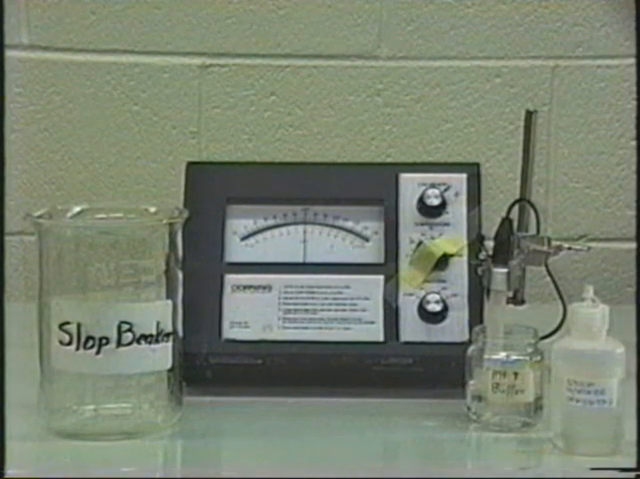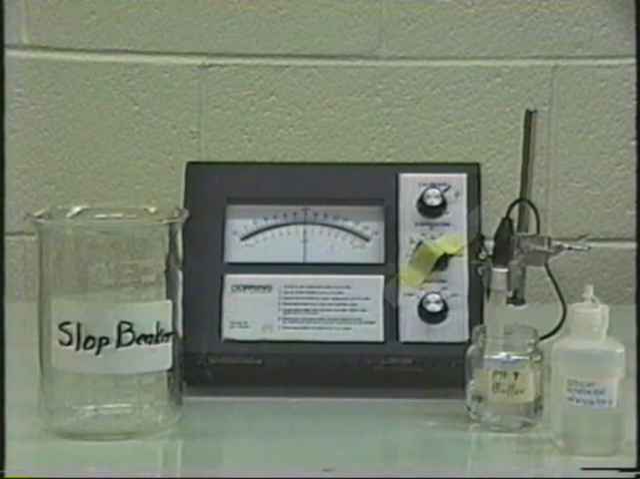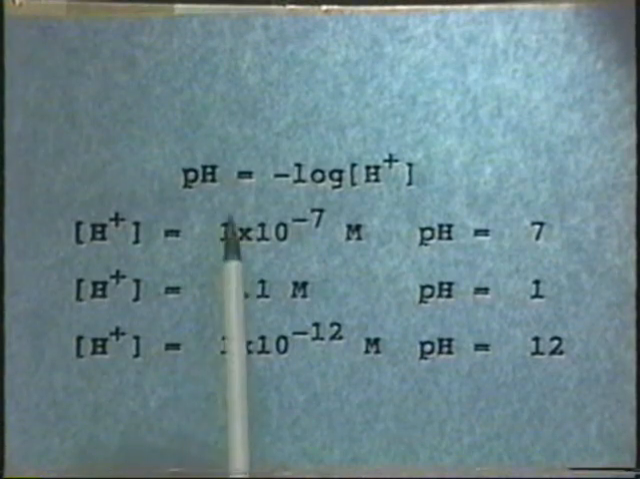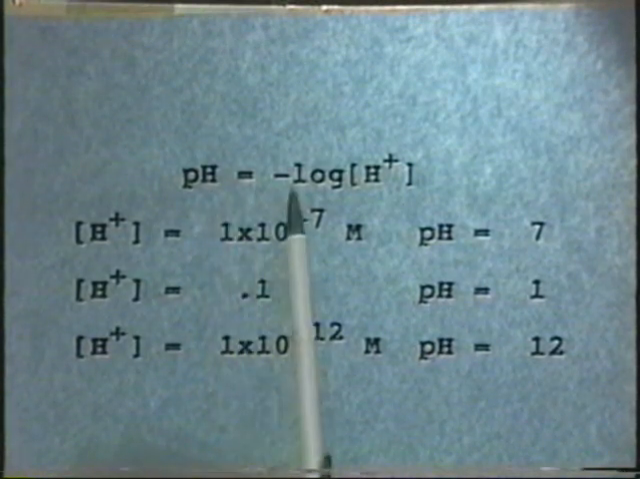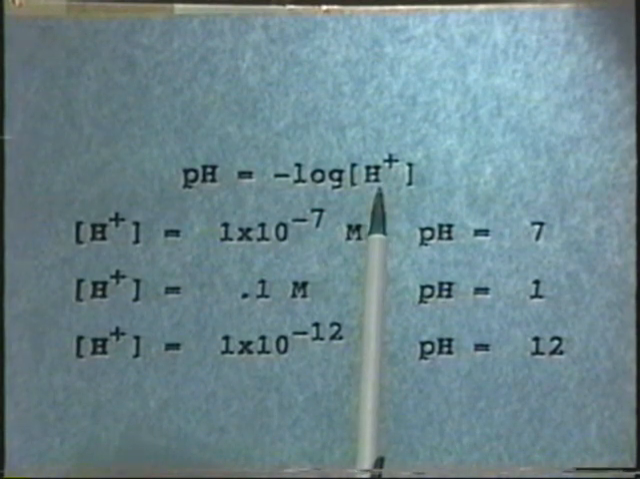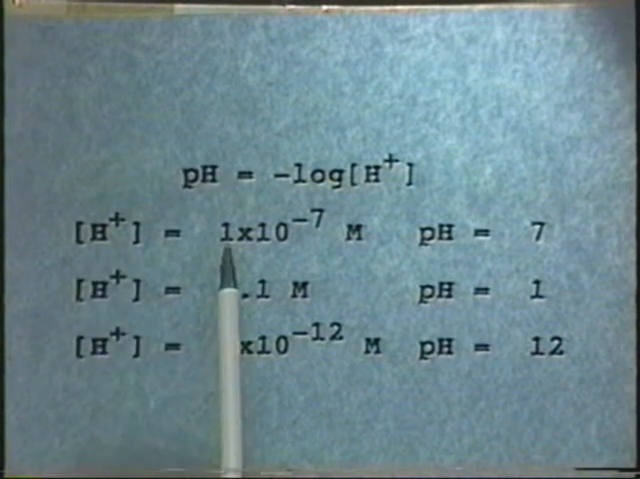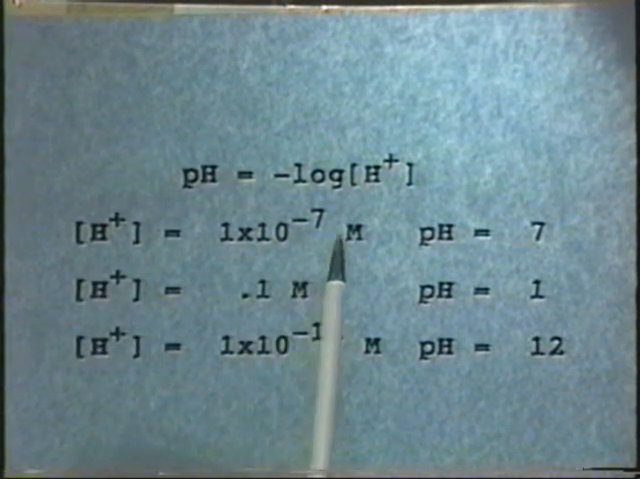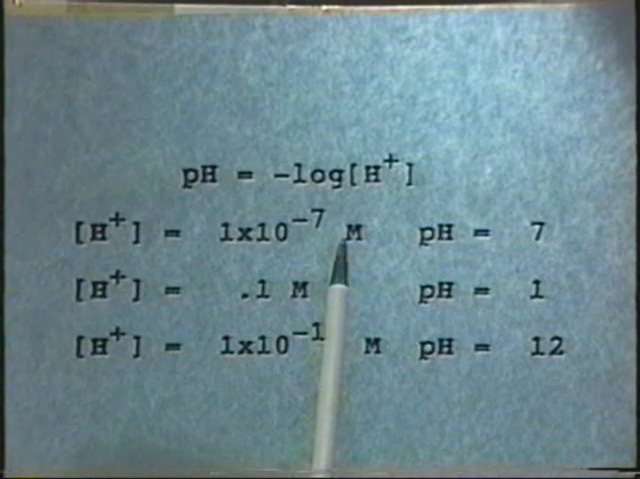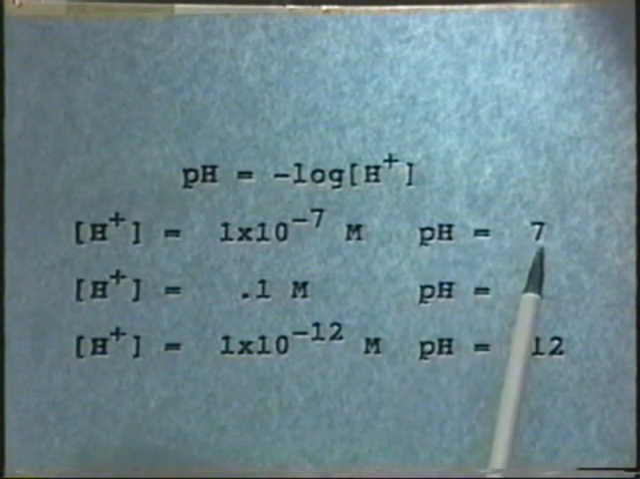Well, to start, let me ask, what is pH? pH is defined as the minus log of the hydrogen ion concentration. Now, pure water has a hydrogen ion concentration of 1 times 10 to the minus 7th molar. That's at 25 degrees. That gives it a pH of 7.